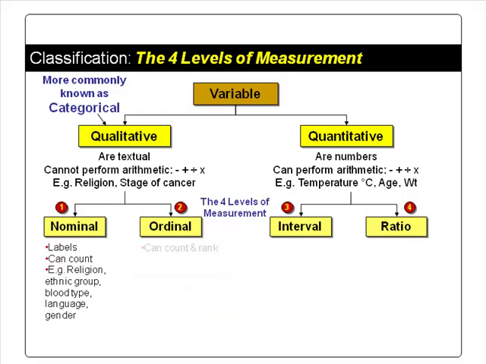An ordinal variable allows you to count and rank the object. For example, a person with a diploma has a higher qualification than a person with O-level certificate.